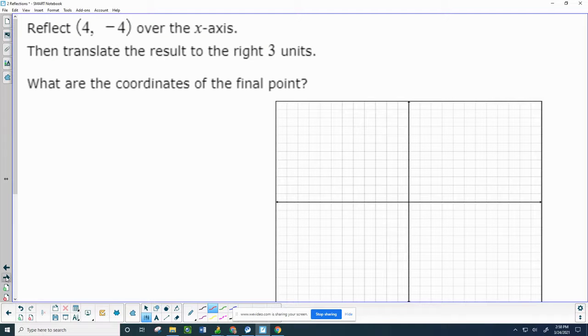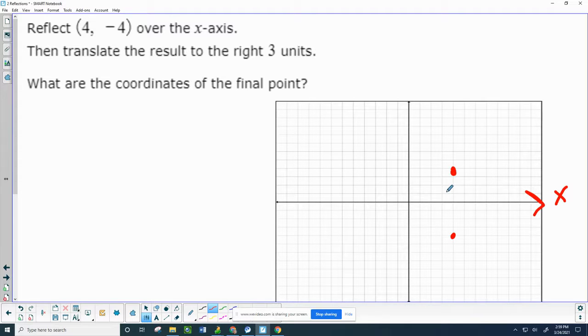Okay, reflect (4, -4) over the x-axis. So 1, 2, 3, 4, 1, 2, 3, 4. There's (4, -4). If we reflect it across the x-axis, which is this axis right here, then we'd go 4 and 1, 2, 3, 4. Okay, so there's (4, 4).